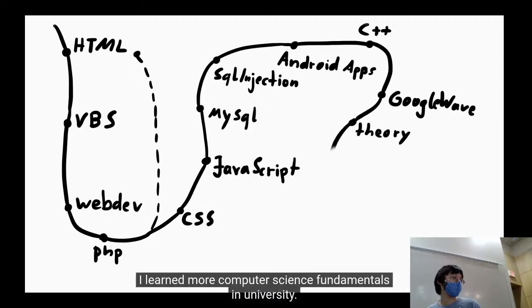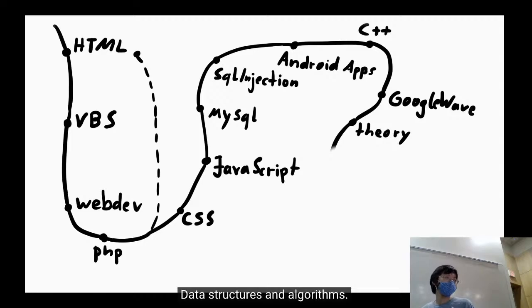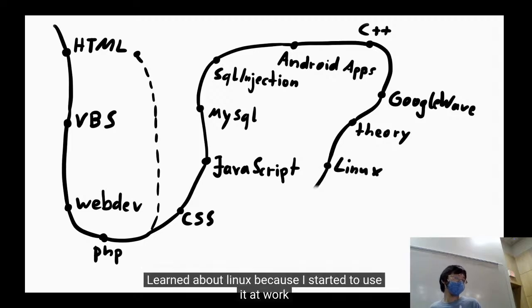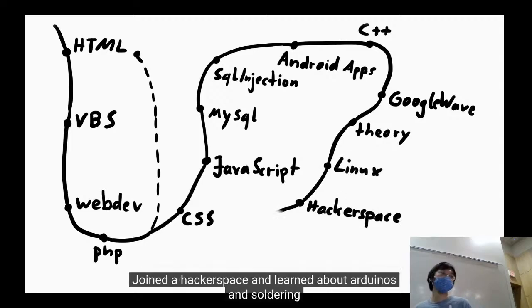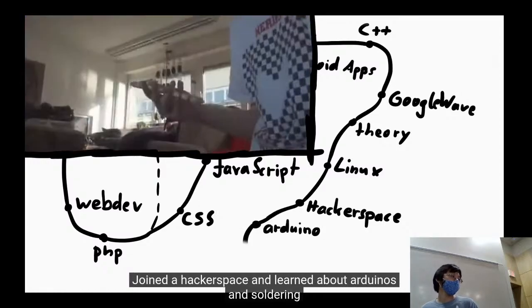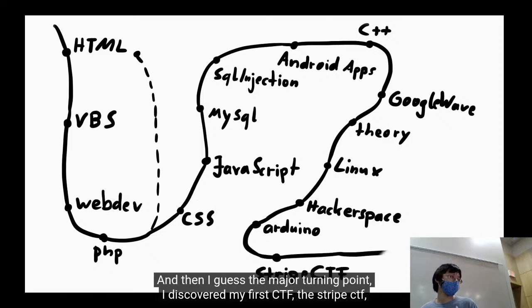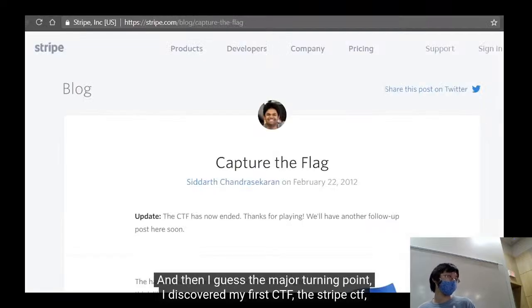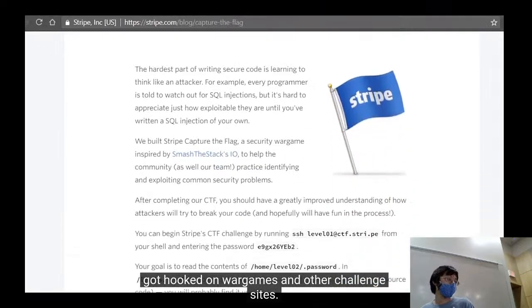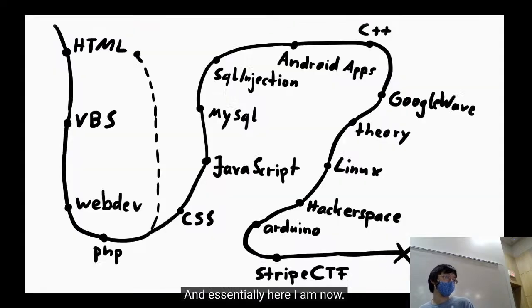I learned more about computer science fundamentals in university, data structures and algorithms. Learned about Linux because I started to use it at work. Joined the hackerspace and learned about Arduinos and soldering. And then I guess the major turning point: I discovered my first CTF, the Stripe CTF, and got hooked on war games and other challenge sites. And essentially here I am now.